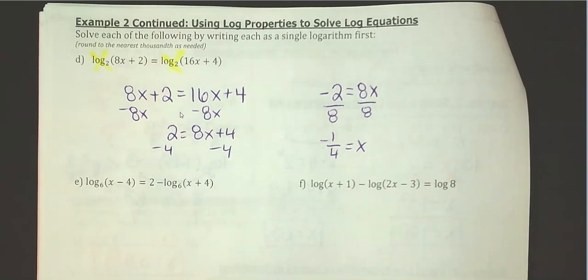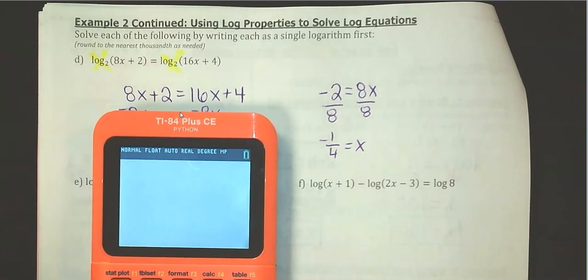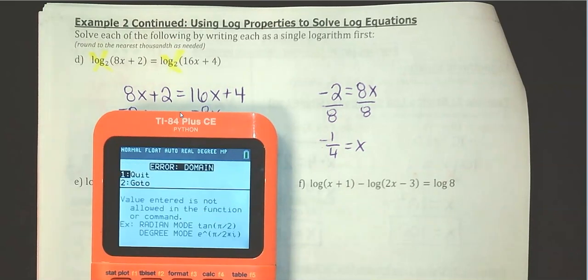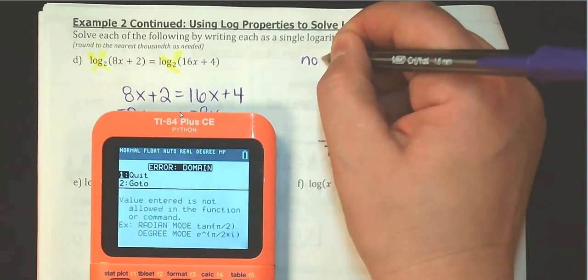Now, I know this is super nitpicky. If you plug that back in, we're not allowed to take the log of a negative number. If you plug in 8 times negative 1/4, and you add 2 to that, it's actually 0. And I'm going to put this in here. You cannot take the log of 0. So this is super nitpicky, but this actually has no solution here.